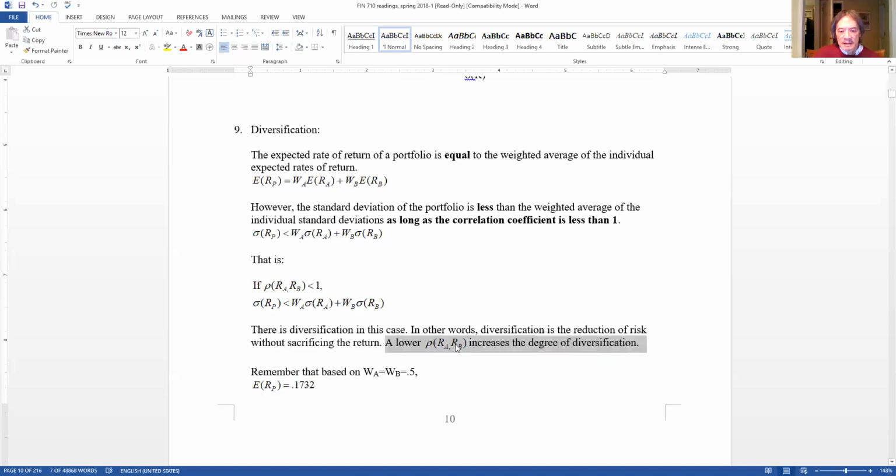If A and B are less correlated, then we can obtain more diversification by combining A and B into a portfolio.